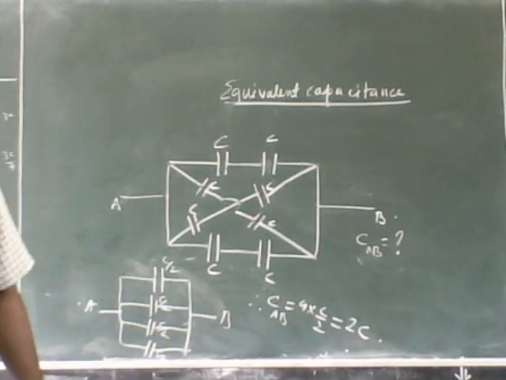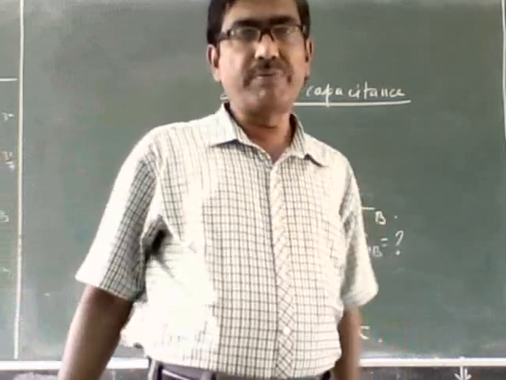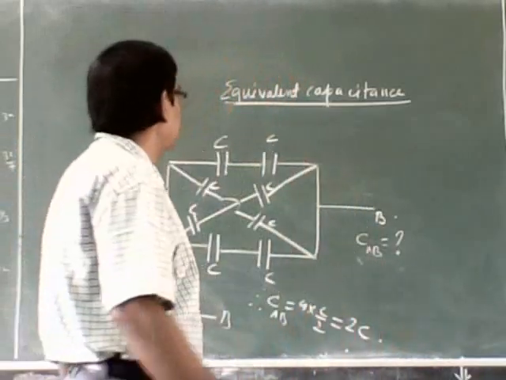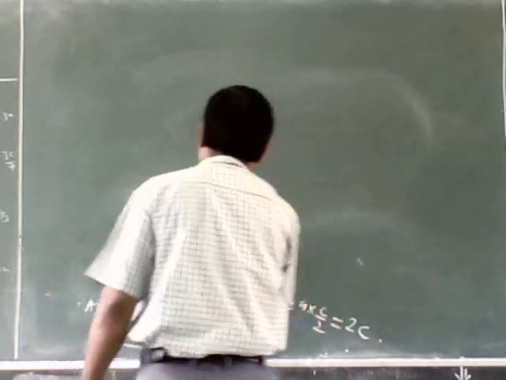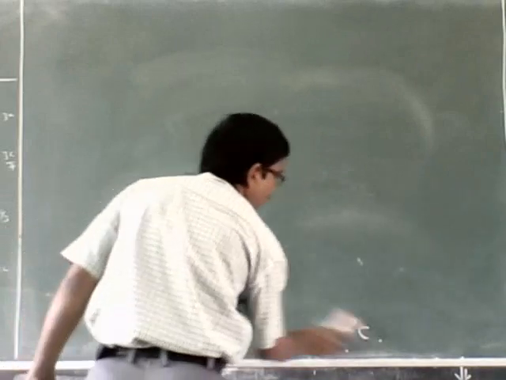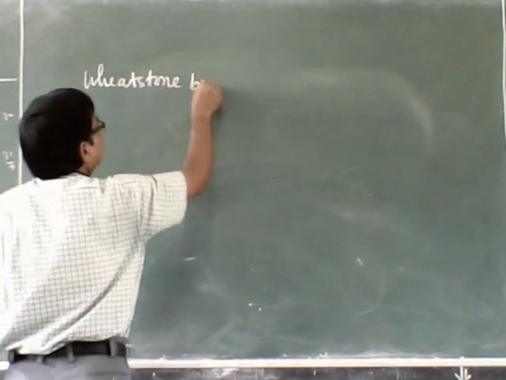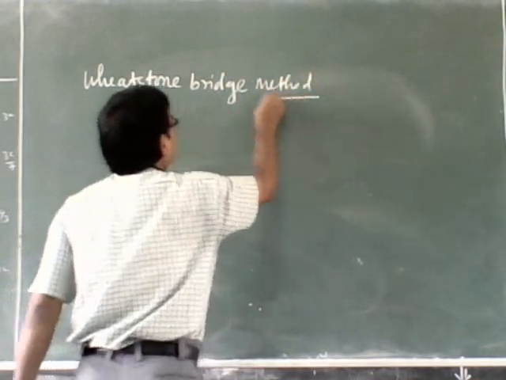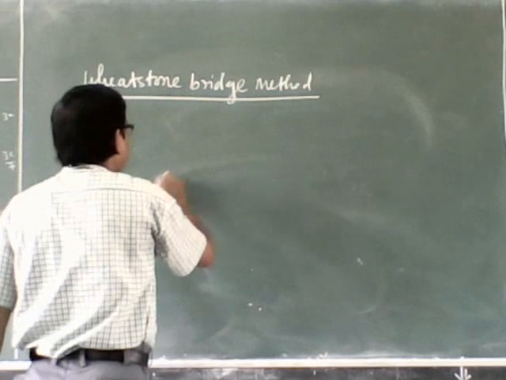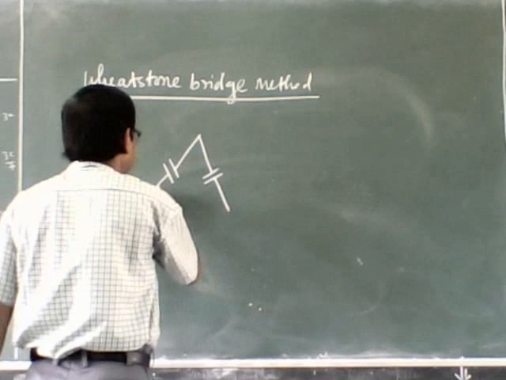Okay. Now again, using another method, we have to find out the equivalent capacitance. So let us see, and that method is the Wheatstone-Bridge method. In the Wheatstone-Bridge method, you know that suppose these are the combinations of capacitors, like this.